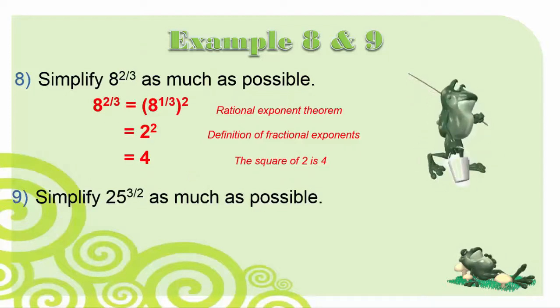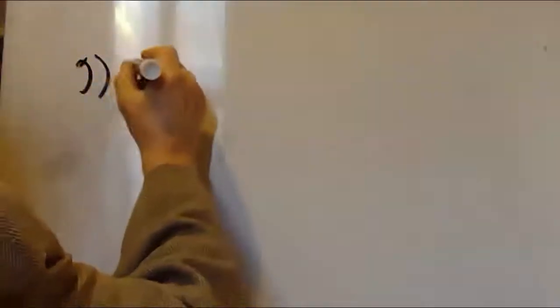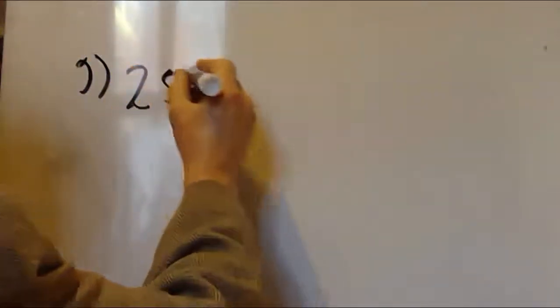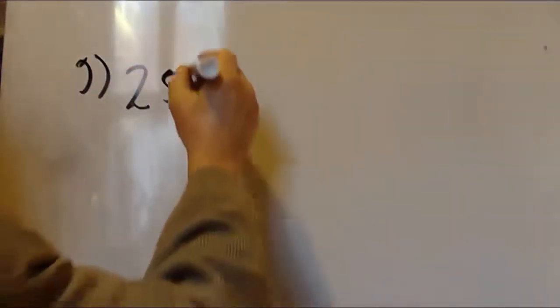In example number 9, we're asked to simplify 25 to the 3/2 power as much as possible. So let's look at this one on the whiteboard. We have 25 to the 3/2.